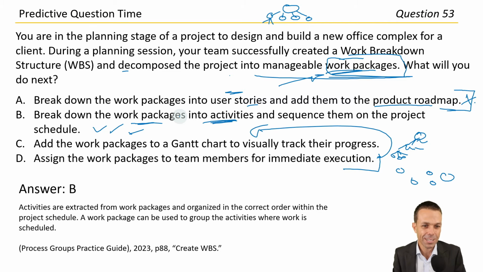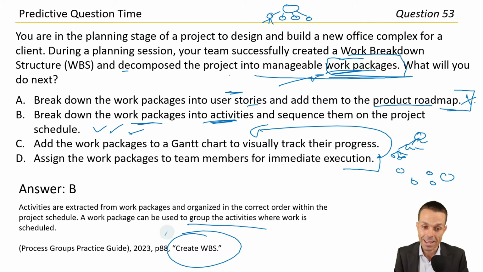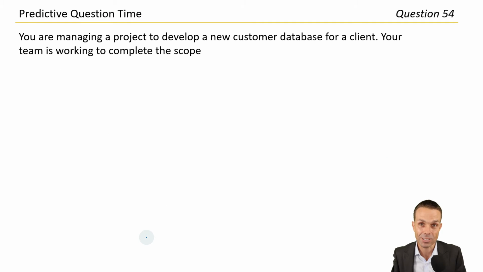Excellent work. Activities are extracted from work packages and organized in the correct order within the project schedule. A work package can be used to group the activities where work is scheduled. Create the work breakdown structure, page 88, under the process groups practice guide. Excellent work. All right, next question.